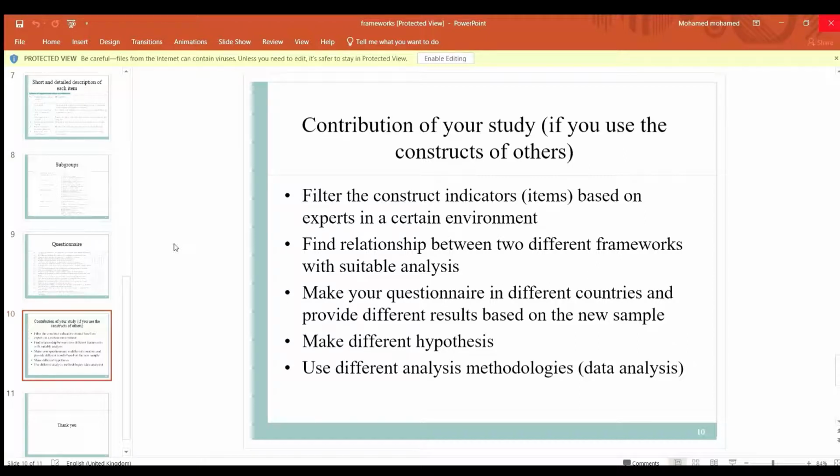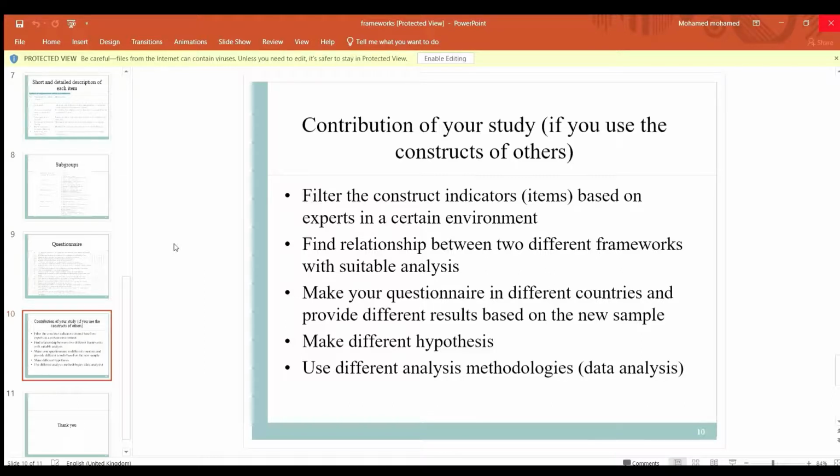Maybe some of them are very important, some of them are not so important. So maybe based on your country or your field or your industry, not all 26 items are the most important, maybe just 15 of them are the most important. So at first you can filter these items. You can even add new items based on interviews with the experts.